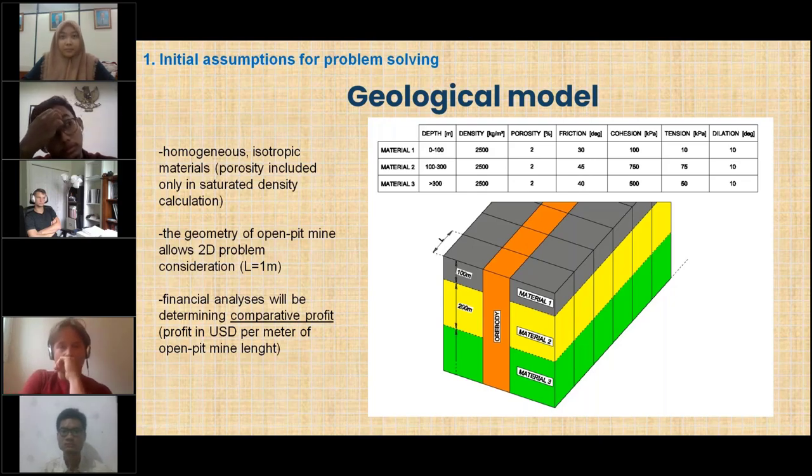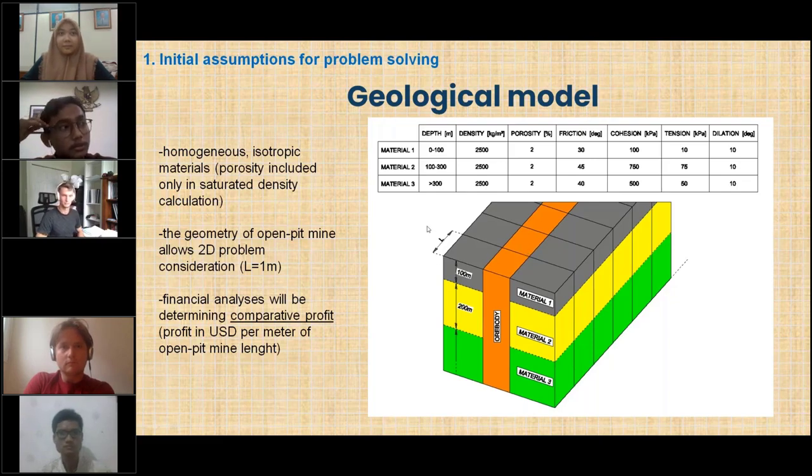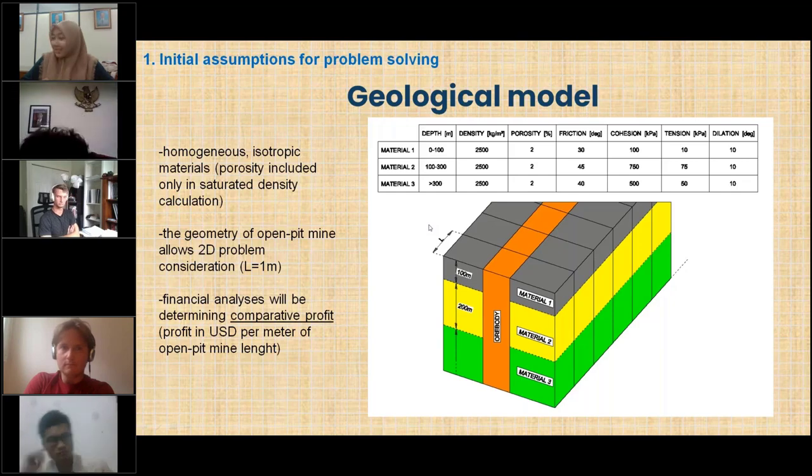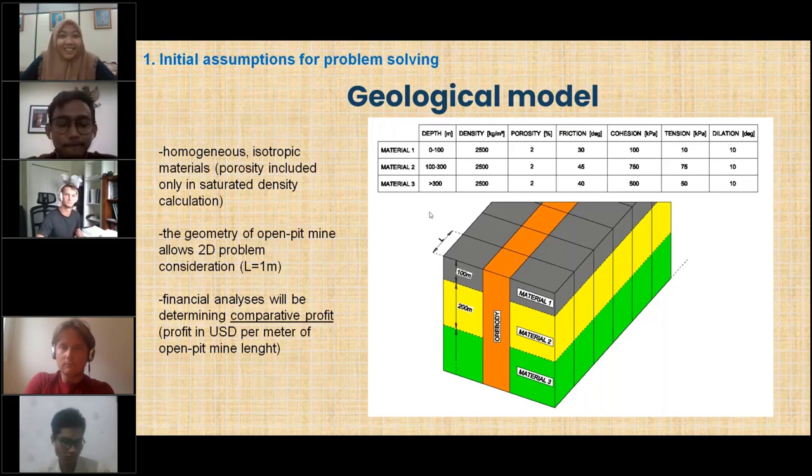Profit for different models may be calculated and compared according to a certain constant length, represented as length L in this figure. For the calculation model, we adopted that length L is 1 meter long. So the volumes of materials in cubic meters are numerically equal to the areas in our 2D model for slope stability calculation.